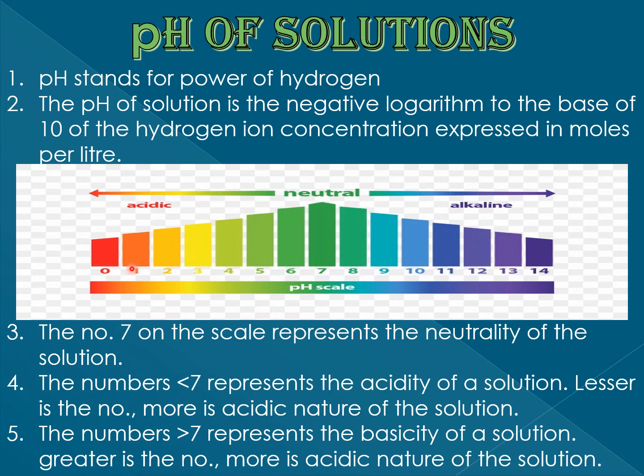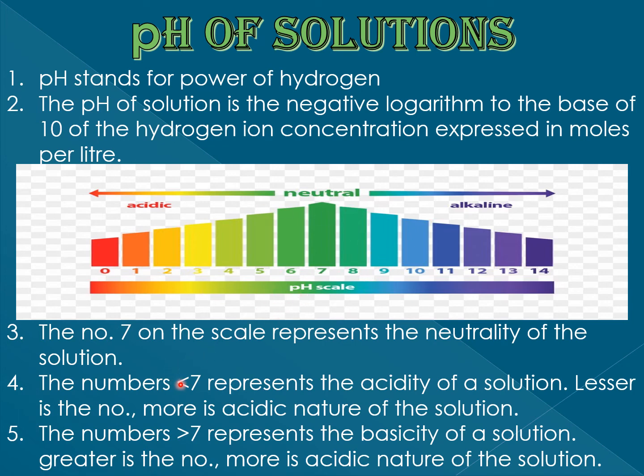If it is less than 7, then it changes from green to yellow, yellow to orange, orange to red. If it is from 7 to 14, the alkalinity increases, then green changes to blue, blue to purple and purple to violet color. That means as the alkalinity increases, the color changes.